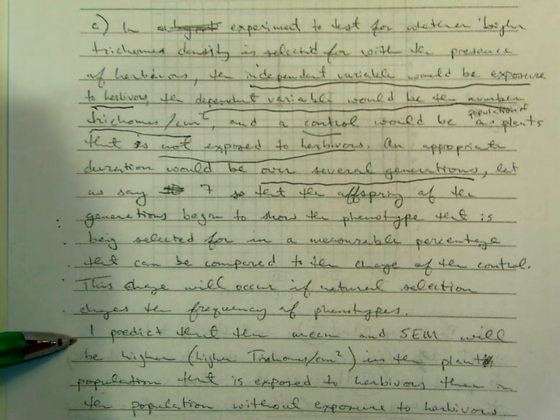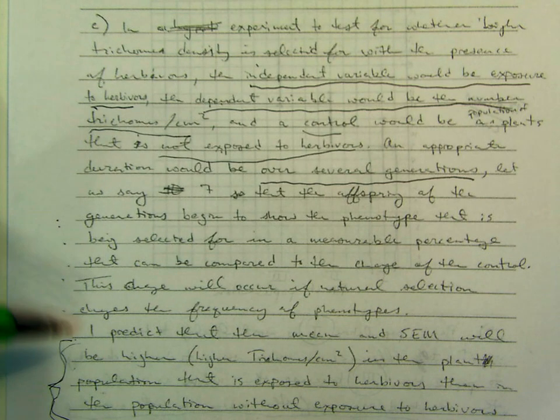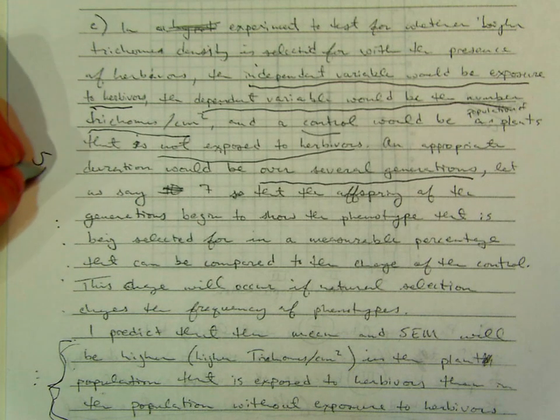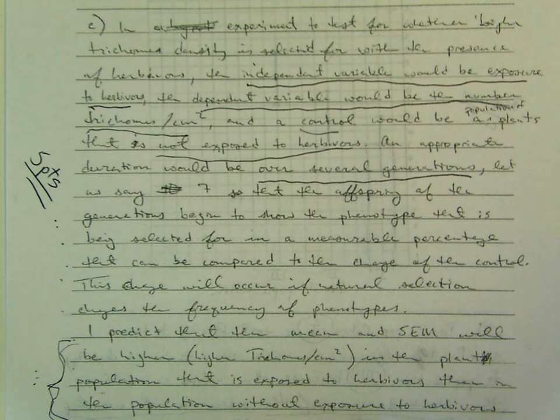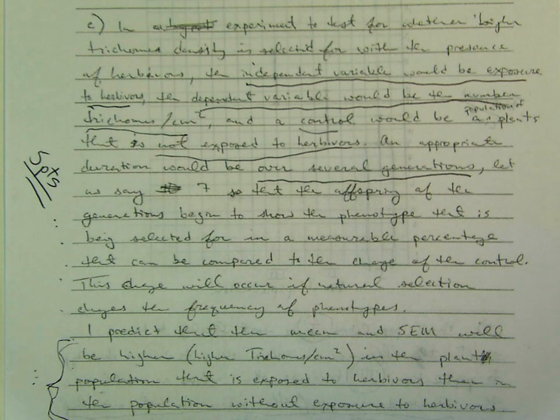I predict that the mean and standard error of the mean will be higher in the plant population that is exposed to herbivores than the population without exposure to herbivores. So this was the data that would support the hypothesis. So notice half the points available in this question came from the experimental design, which is not inconsistent with what the College Board's done before, I think, because designing and interpreting experiments is really important.